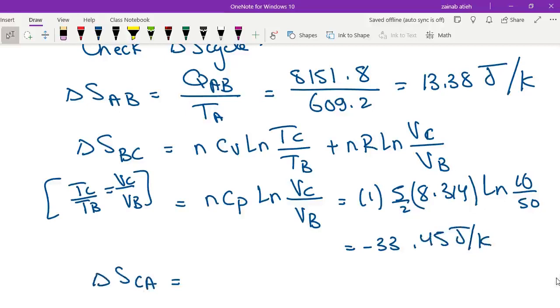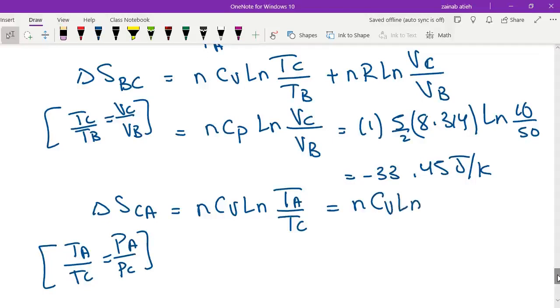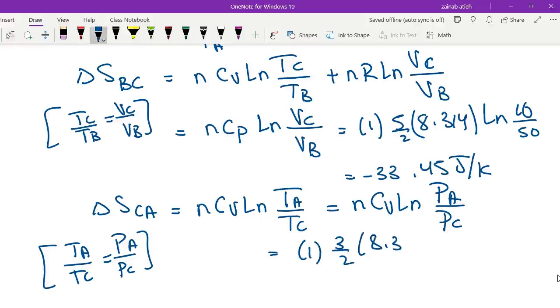Now I will move to CA. This is an isochoric process, so it's nCV ln T final over T initial. Finally, I'm arriving at A, and initially I was at C. So either use temperatures or pressures, because in an isochoric process TA over TC equals PA over PC. Why? Because I have constant volume. So this will give me nCV ln PA over PC. Both of them are correct. I'm using P because P is given from the graph, so it will be more precise, since TA and TC I calculated and they have decimals. So we get n is 1, CV is 3 over 2 times 8.314, then PA is 5 and PC is 1.